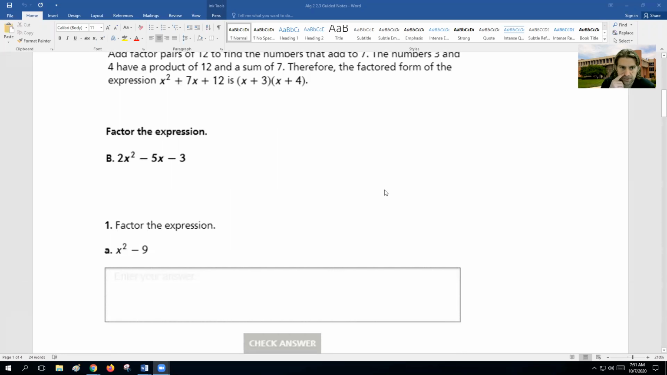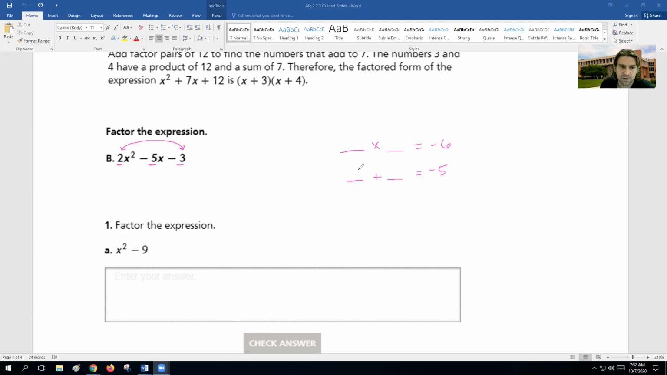Now, what we have to remember too is what about expressions that have a number in front? So when I have a number in front, I'm still going to say, okay, what two numbers multiply together to get something? And in this case, add together to get -5. That's the middle number. But when we have a number in front, we need to do an extra step. The extra steps that we need to do here, actually we need to do 2 extra steps, is to multiply the 2 times -3.